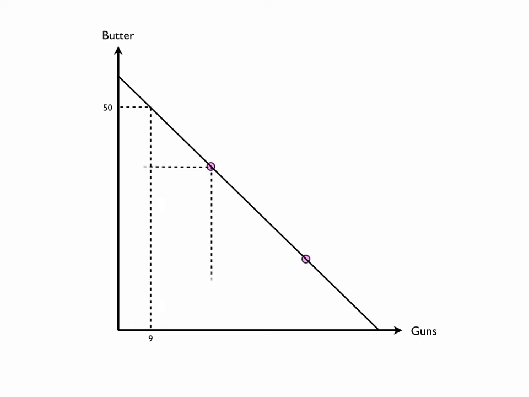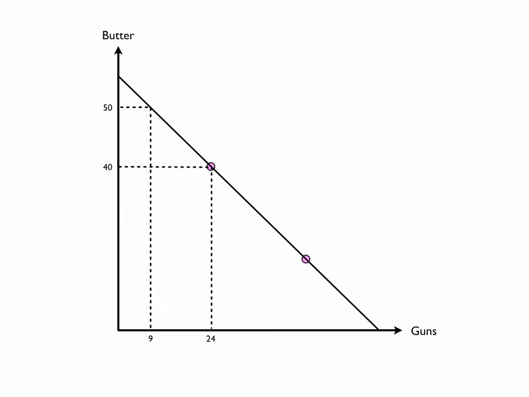Now to increase our production of guns, we have to give up having butter. And again, to obtain 15 units of butter, we had to give up 10. To get 15 more units of guns, we had to give up 10 units of butter. And that's going to be a minus 0.67 change, and that slope is constant along that line.